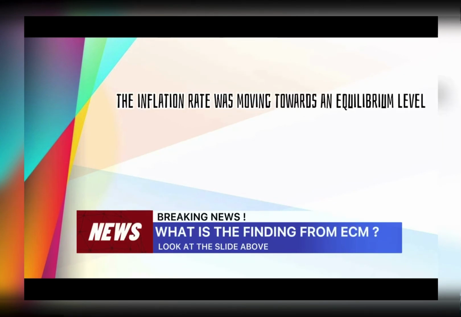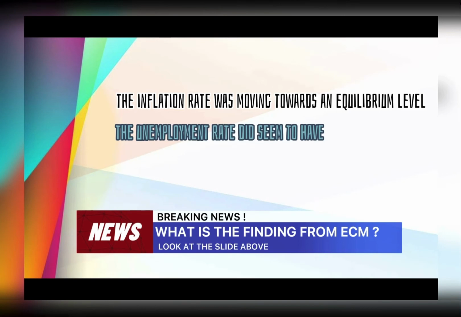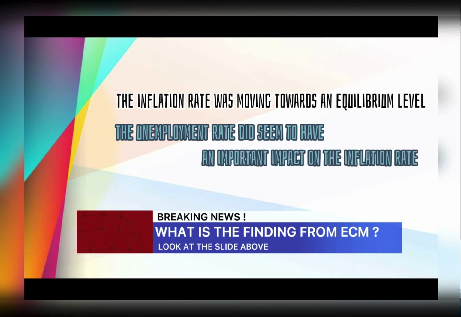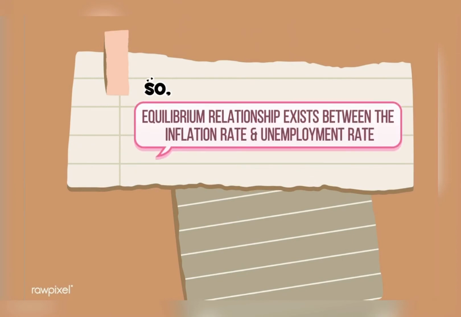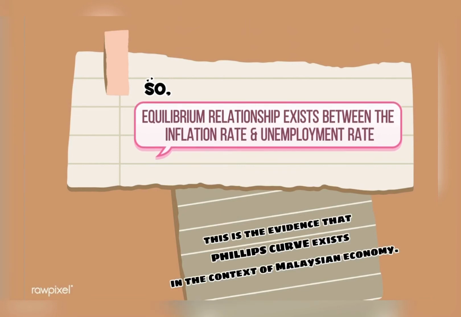The inflation rate was moving towards an equilibrium level. The unemployment rate did seem to have an important impact on the inflation rate. So, an equilibrium relationship exists between the inflation rate and the unemployment rate. This is the evidence that the Phillips curve exists in the context of the Malaysian economy.